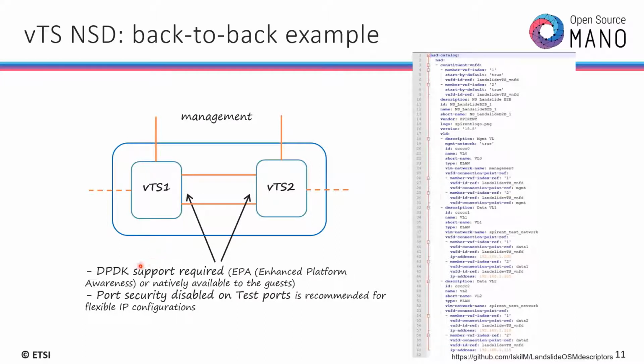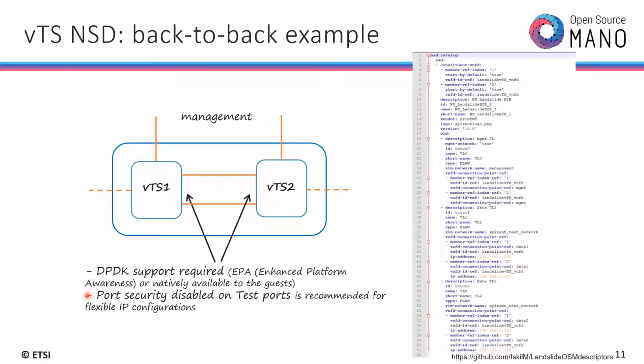There is actually one key requirement when you are willing to use Landslide, the virtual TSC, which is that the support of DPDK is required. So it could be something that you might want to advertise in the EPA of your VNFD, or eventually something that will also be easier to do is just to have the host on which you are deploying your VNF natively expose the DPDK capabilities to the VMs that are instantiated on it.